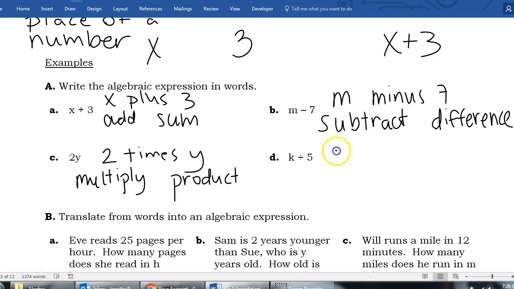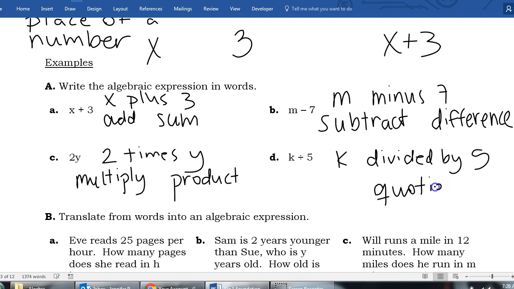The next one is k divided by 5. And this one, we would just say quotient. Doesn't really have a third one, but you could say like split into 5 groups. That's another way to think of division.